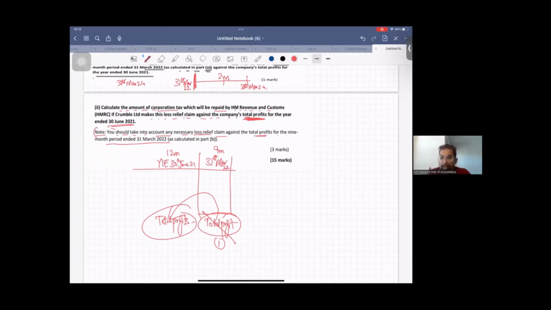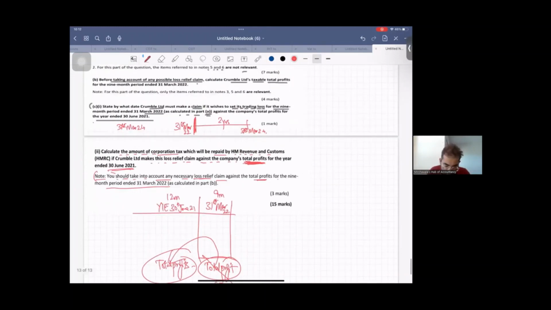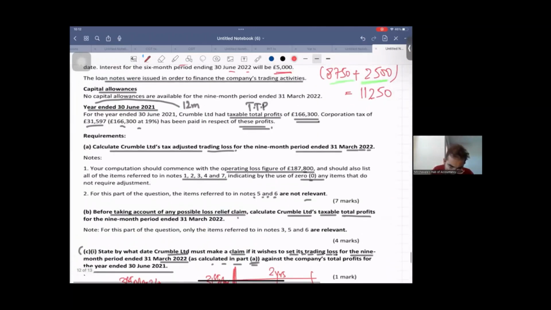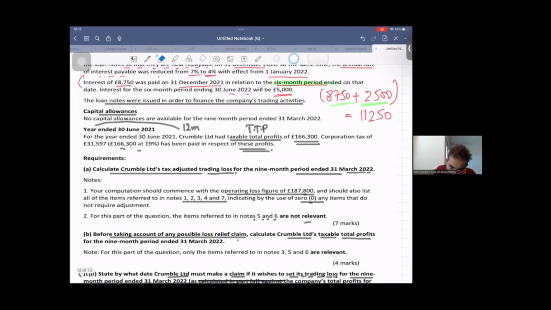One thing which I would like to highlight before I change the screen, all of you, please look at this number. For the last 12 months, total taxable profits are 166,300. Last 12 months, please write it somewhere because I'll change the screen. This much profit we have in last year.